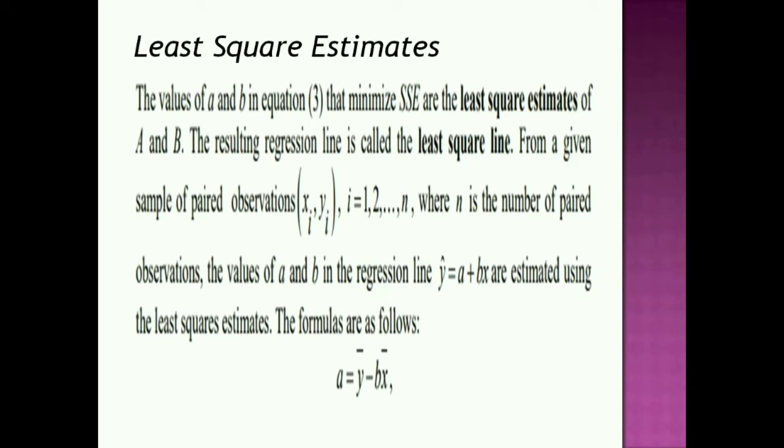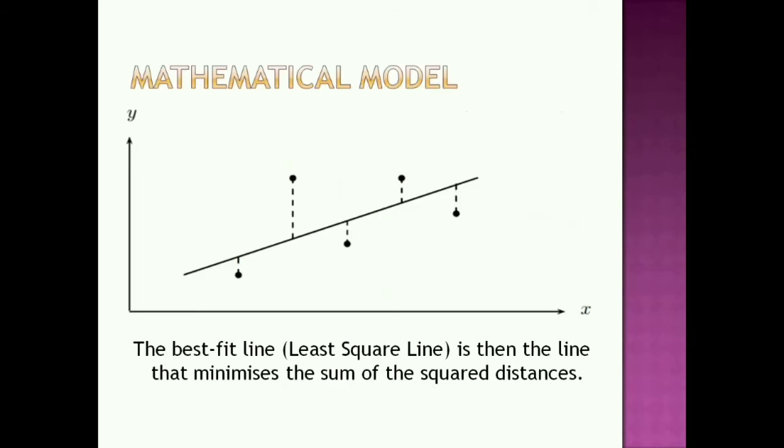And then we have the regression line, y hat equals a plus bx. Now, y hat equals a plus bx is what we call our linear model, or generally our mathematical model, which is estimated using the least square estimates. So the formula is, again, a is equal to y bar minus b x bar. So again, this is the mathematical model. We are talking about the least square line, or the best fit line, which is the line that minimizes the sum of square distances.